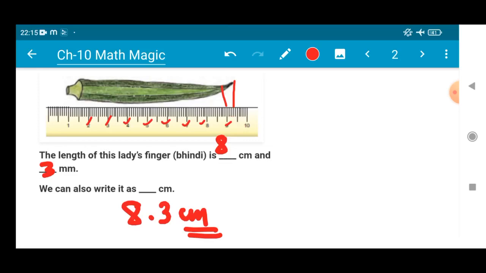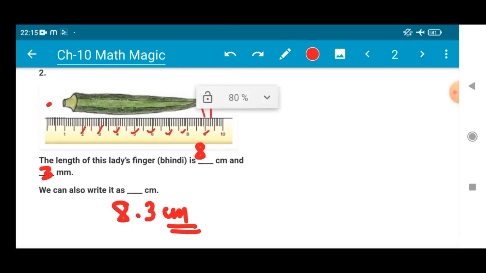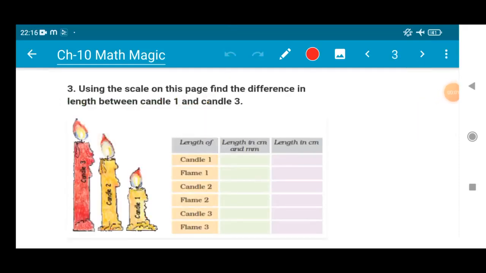So why I have started counting here as 1, because the measurement has been started from 1, not from 0. So if I take it as 1 here, it will not be the proper measurement. It will be wrong, because if suppose the bhindi was kept over here, only then we could have taken this as 1 centimeter. But here 2 should be 1 centimeter, 3 should be 2, 4 should be 3 centimeter. This will be measured in such manner. So it is 8 centimeter and 3 millimeter, which is written as 8.3 centimeter. Okay children. Alright, proceeding to the next question.